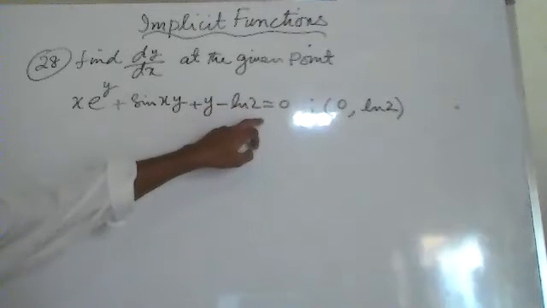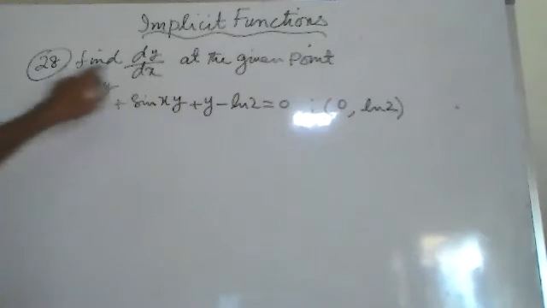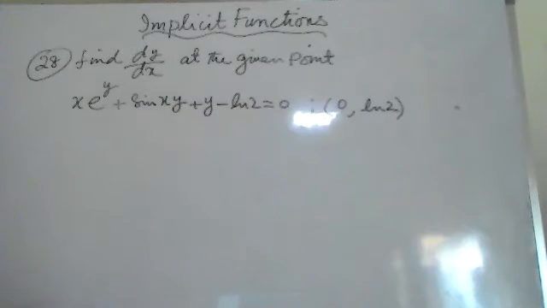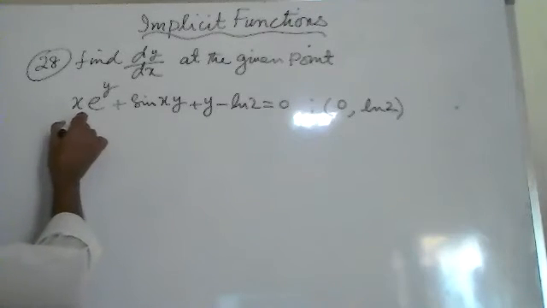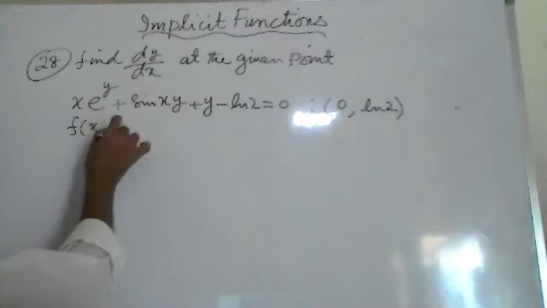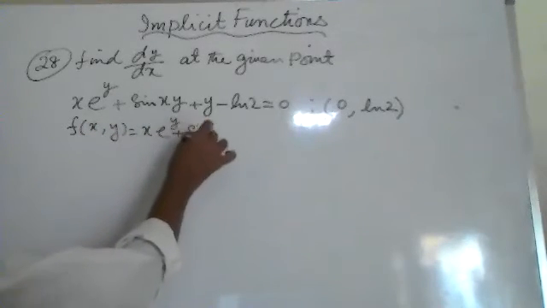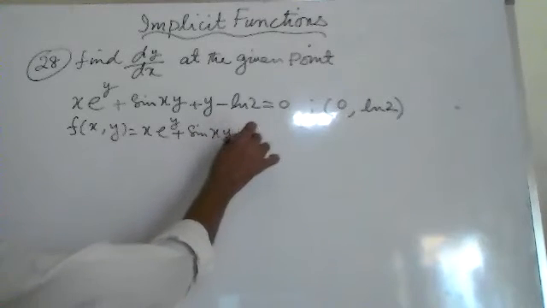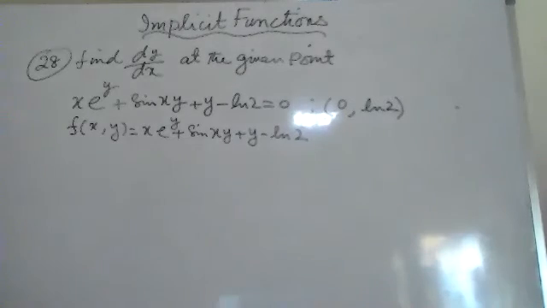It is already equal to 0. So the whole expression on the left side of the equation will be considered as f of xy. f of xy is equal to x e raised to power y plus sine xy plus y minus ln 2. No need to write equal to 0. We are not writing this as an equation, we are taking it as a function.